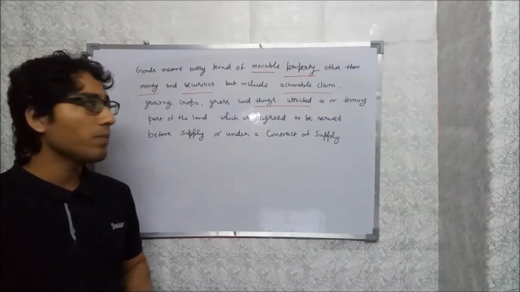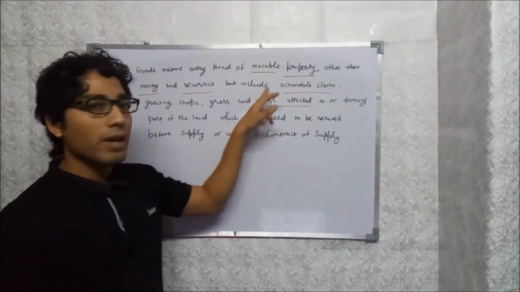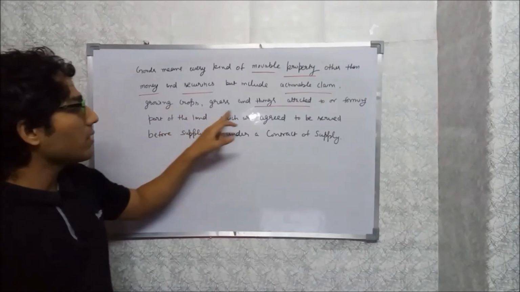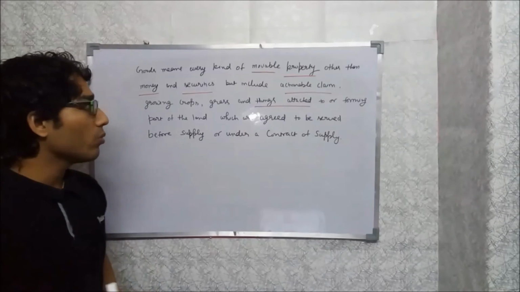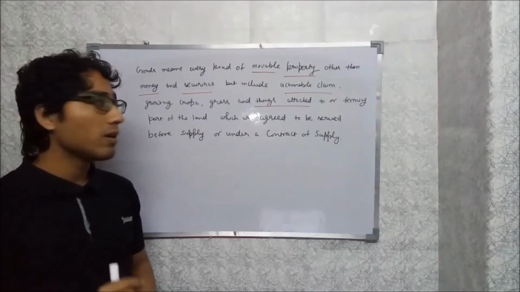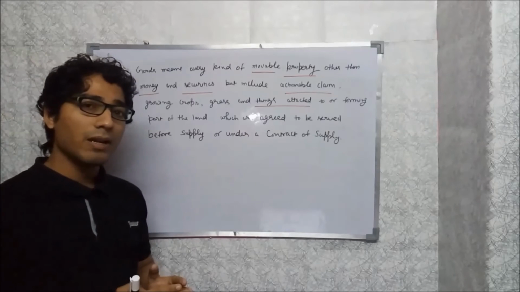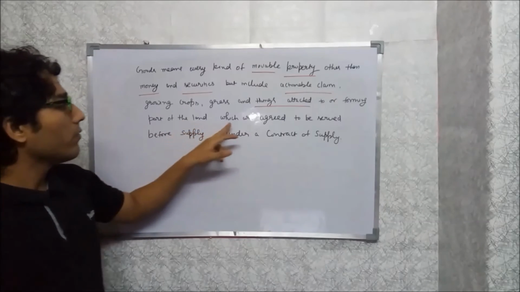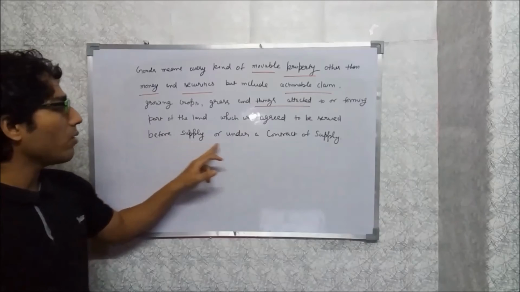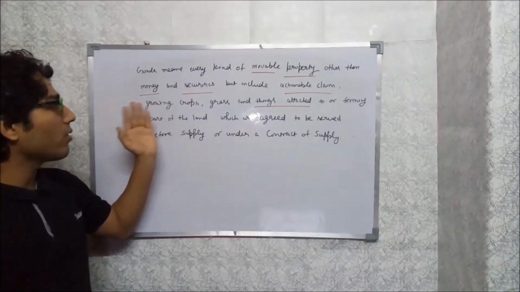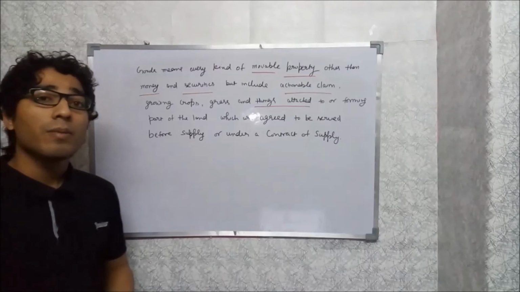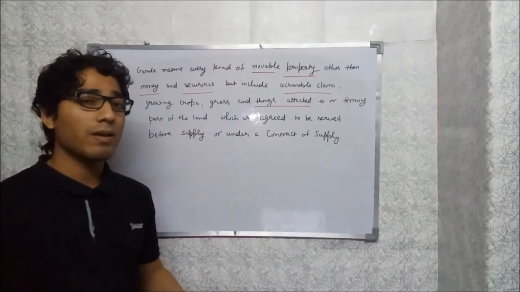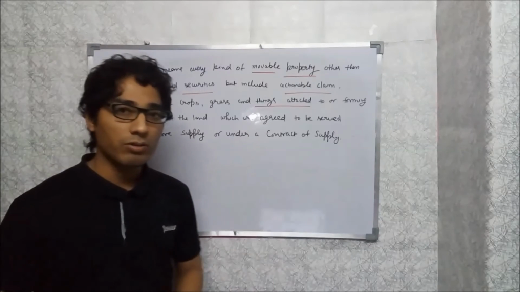So securities and money will not be goods at all, but goods include actionable claims like the claim on unsecured debt, growing crops, grass and things attached to or forming part of the land. The goods also include growing crops, grass and things attached to or forming part of the land, but the standing tree is not goods because it is immovable property, and these are agreed to be severed before supply or under a contract of supply. So things like growing crops, grass or things attached to the land may be agreed before supply, and those will also be goods under a contract of supply.